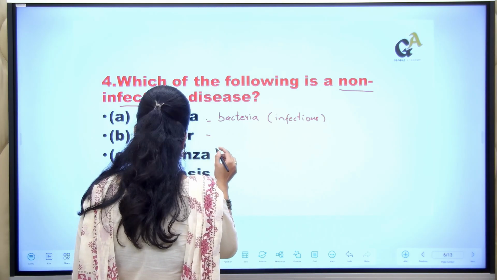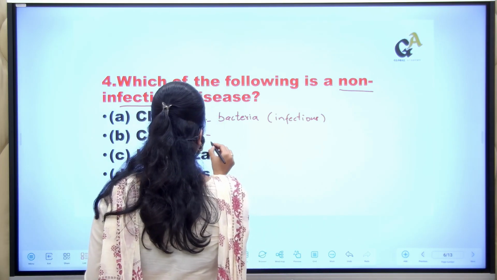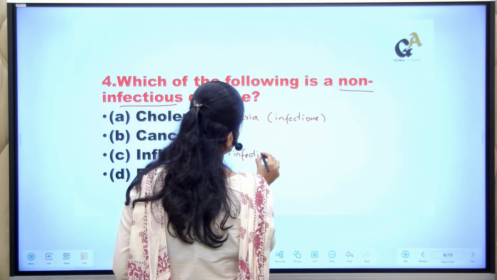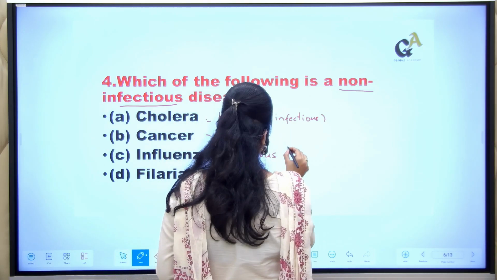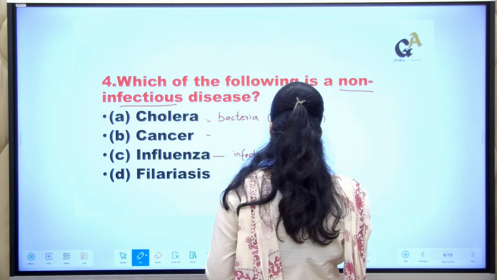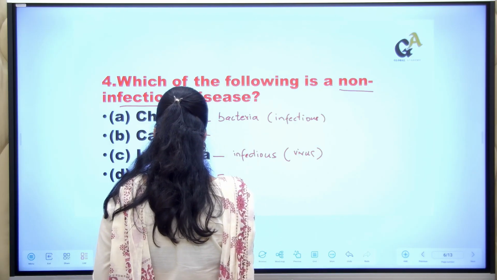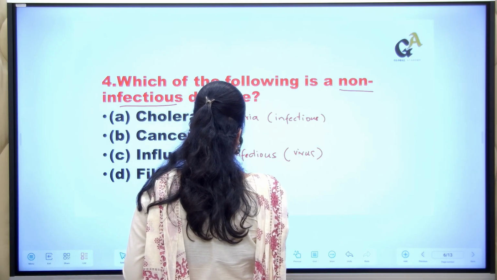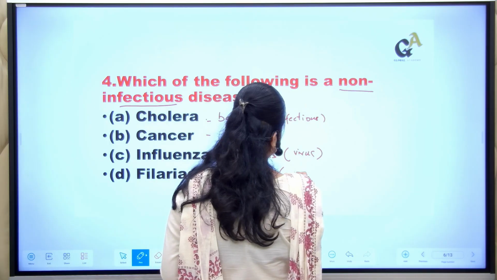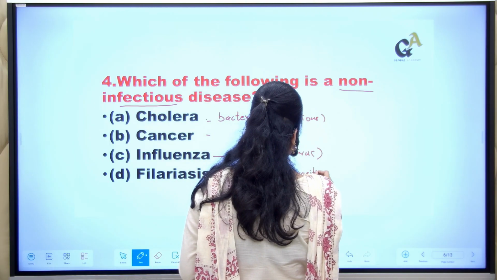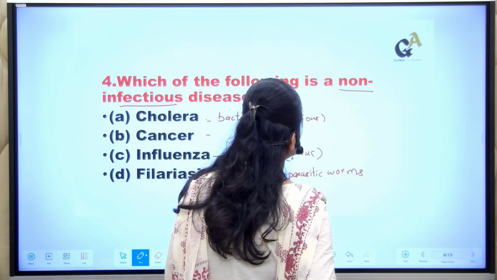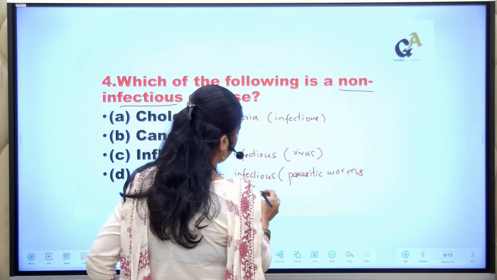Option B, I will say later on. Option C is influenza. It is also an infectious disease that is caused by a virus. Option D is filariasis. It is also an infectious disease that is caused by parasitic worms, mainly spread by the mosquito.